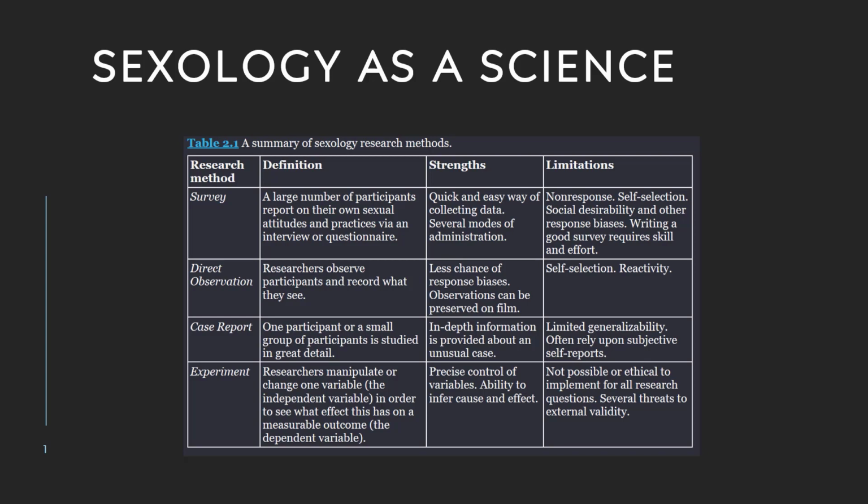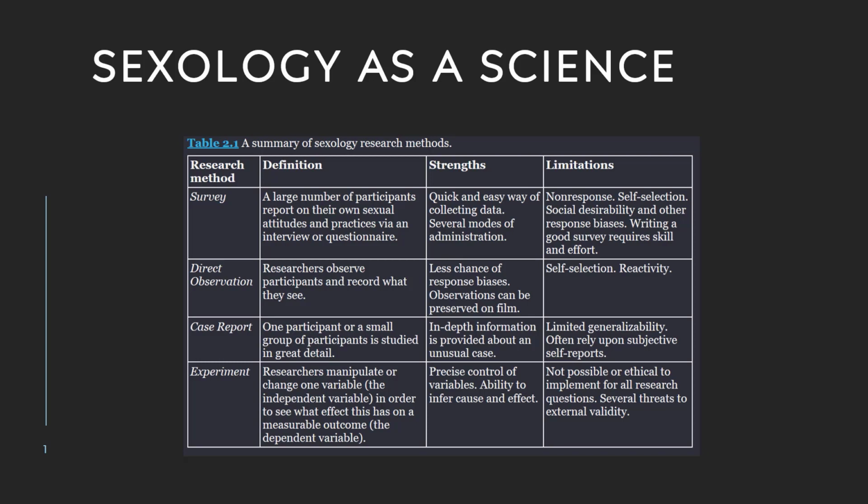Sexologists sometimes use direct observation, which is when researchers directly observe a phenomenon. For many reasons, such as participant discomfort, this method isn't commonly used in sexology research. With direct observation, we're able to reduce biased responses from participants, and researchers can revisit observations if they're filmed or recorded. The downfalls are that, once again, self-selection is a concern. Participants also might be reactive, meaning that they alter their behavior when they know someone is watching them.